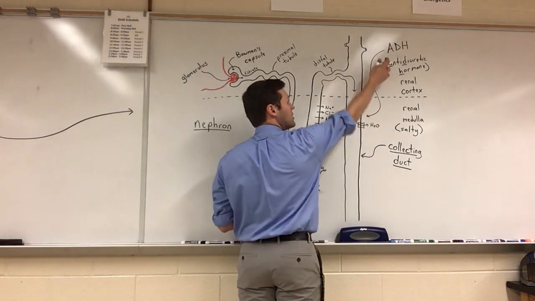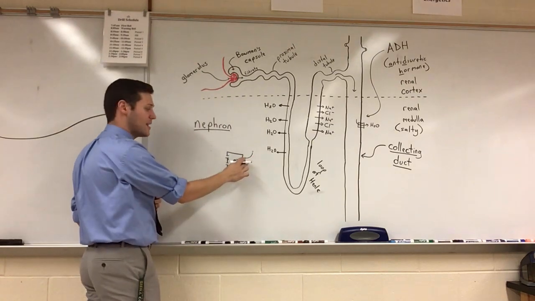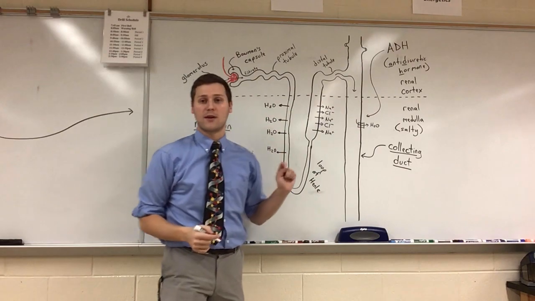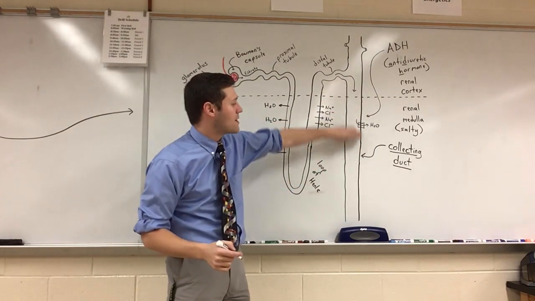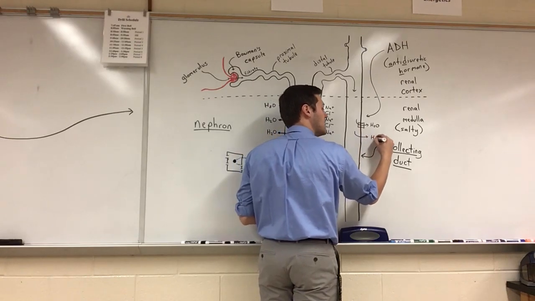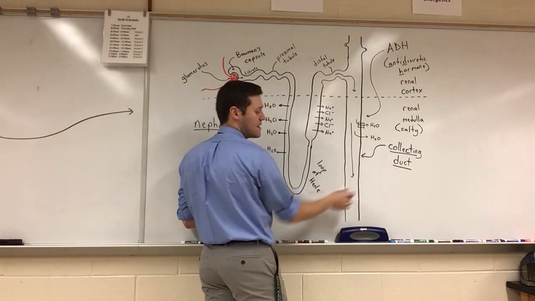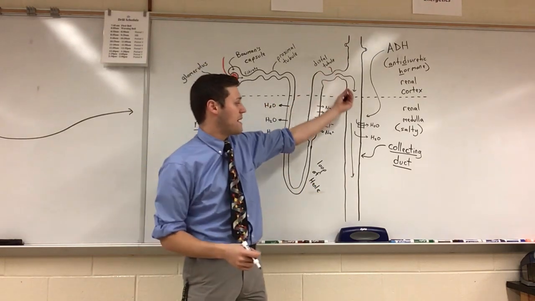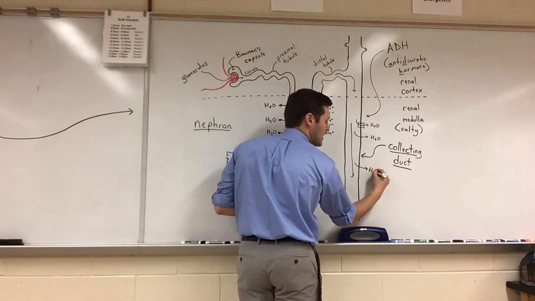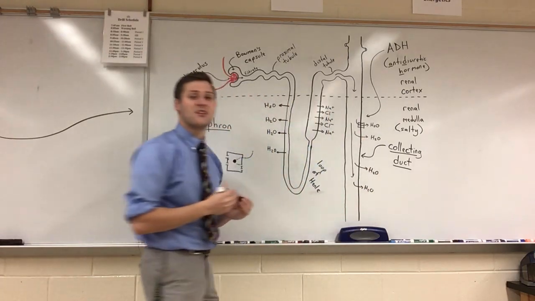So using antidiuretic hormone, through cell signaling and signal transduction pathways, we can insert more aquaporins into the membranes of these cells. And those aquaporins will allow water to easily escape as the filtrate passes through the collecting duct. So I'll say water leaves by osmosis, thus concentrating the urine.